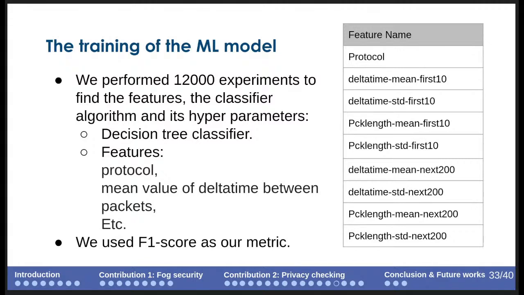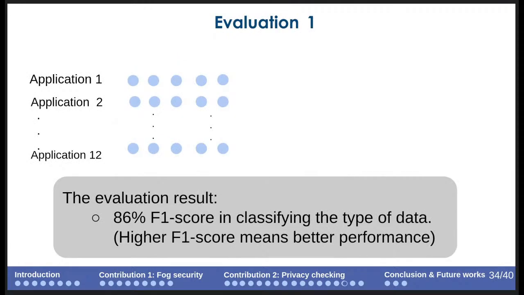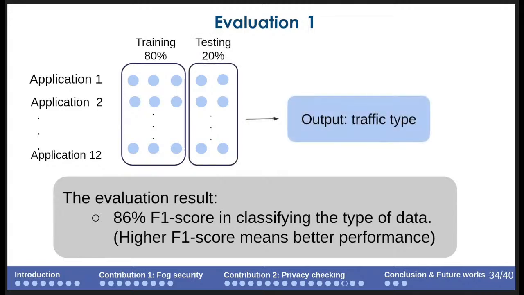So the details of this classifier and its parameters can be found in our thesis. Here we are going to evaluate our classifier. We separate the samples into a portion of 80% for training, and we use the remaining network traffic samples for testing. The output is the type of network traffic. Here we reach 86% F1 score in classifying the type of data.